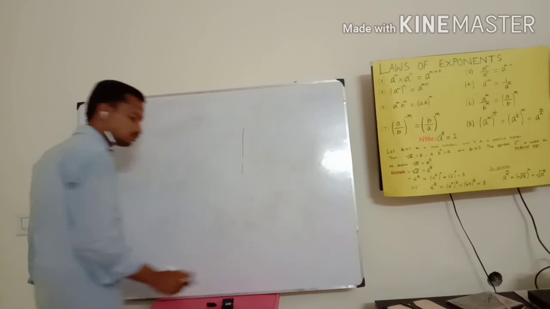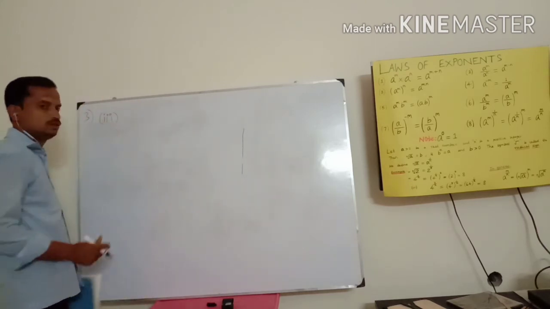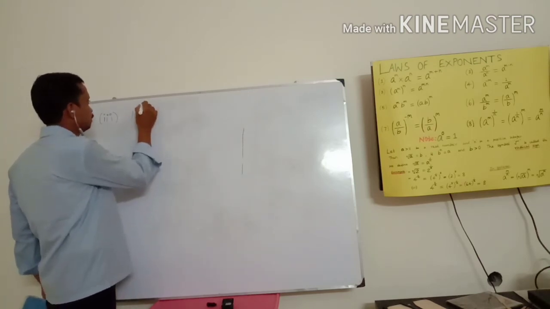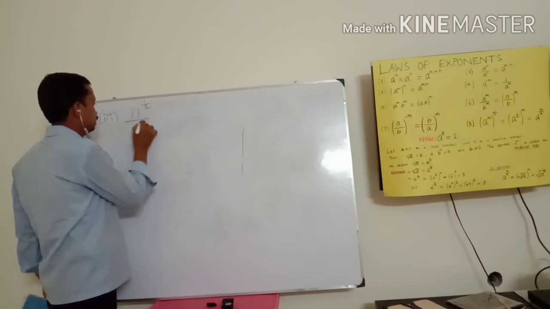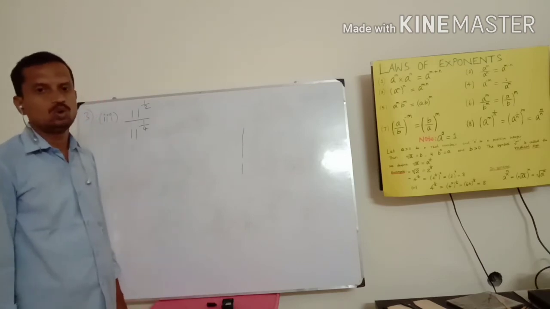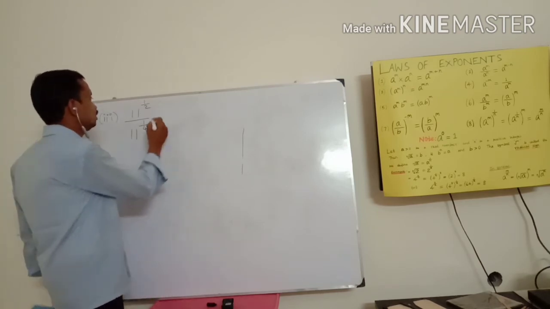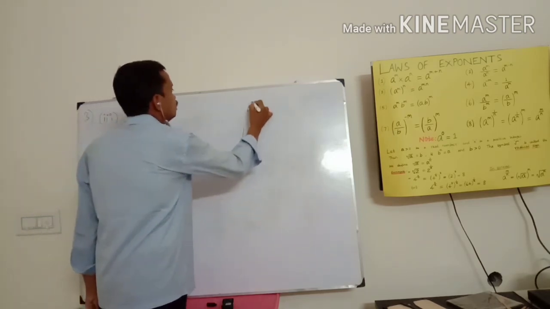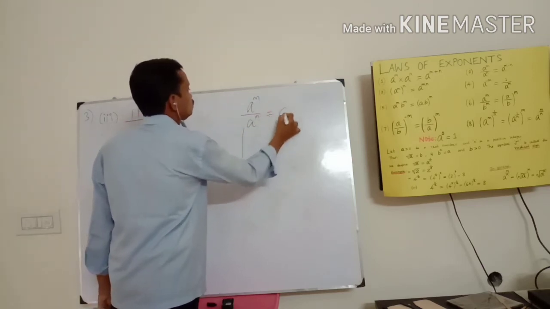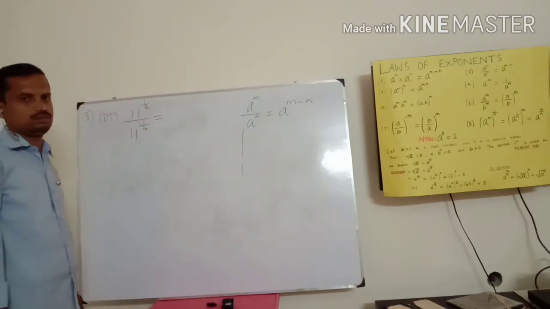Option 3, it is given that 11 power 1 by 2 divided by 11 power 1 by 4. 11 power 1 by 2 divided by 11 power 1 by 4. So this is like a power m divided by a power n, which is a power m minus n. By applying this law, this is called the quotient law.